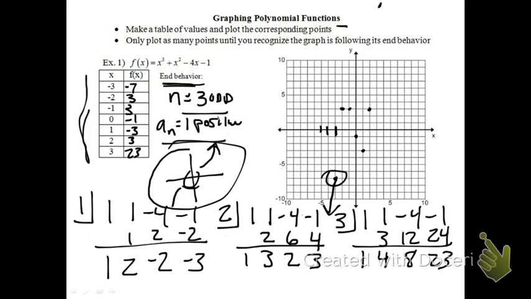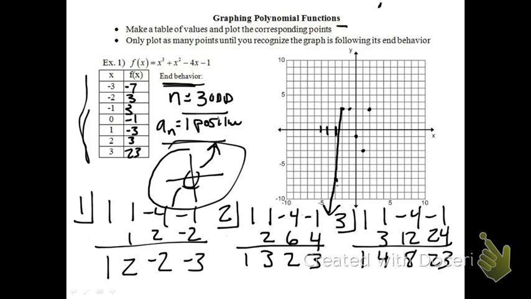It's following the end behavior. From here, I have to carefully connect the dots, from left going right, without making any sharp turns. So from here, the next point I want to go up to is this guy. Now I don't want to just hang a hard right and do a corner.